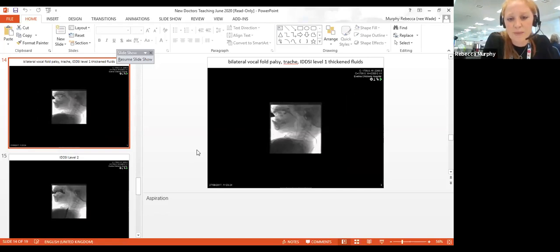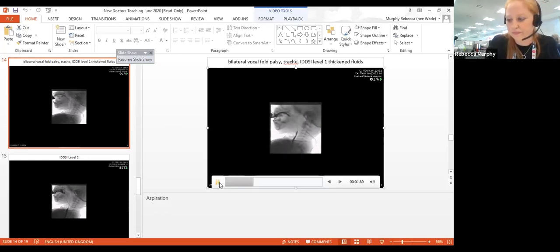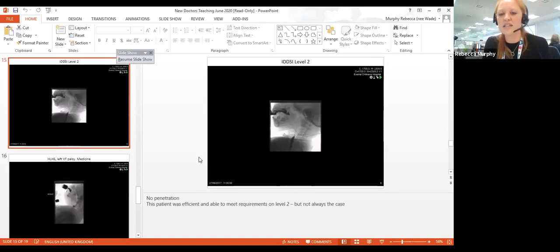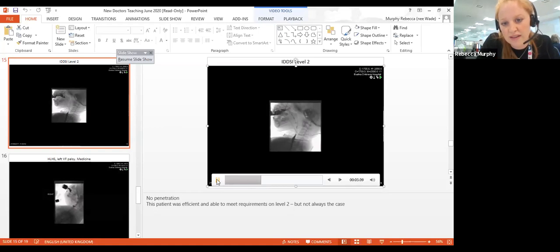So this one is a baby that had vocal cord palsy, a trachea, and they had thickened fluids to what's called the IDDSI level 1 consistency. I don't know if you can see, but there was quite marked aspiration there. So I'll just point it out to you. There. So what we did is we thickened it to an IDDSI level 2, so it's a little bit thicker, and we didn't see any aspiration or penetration then when we tried this, which was great.